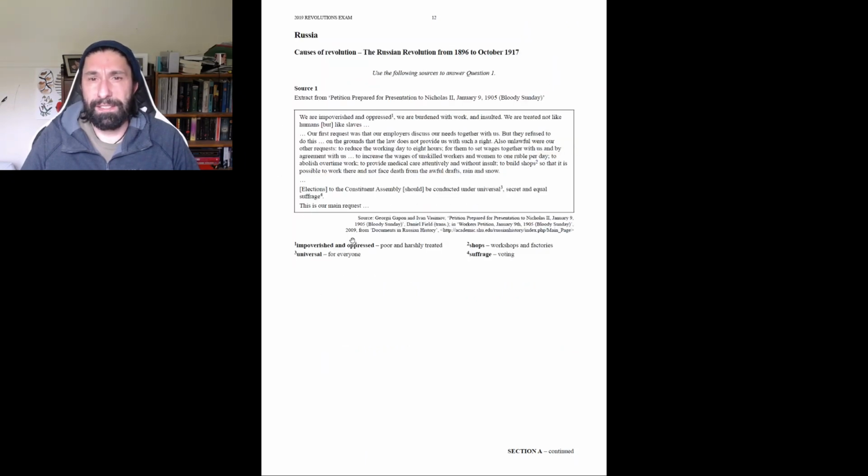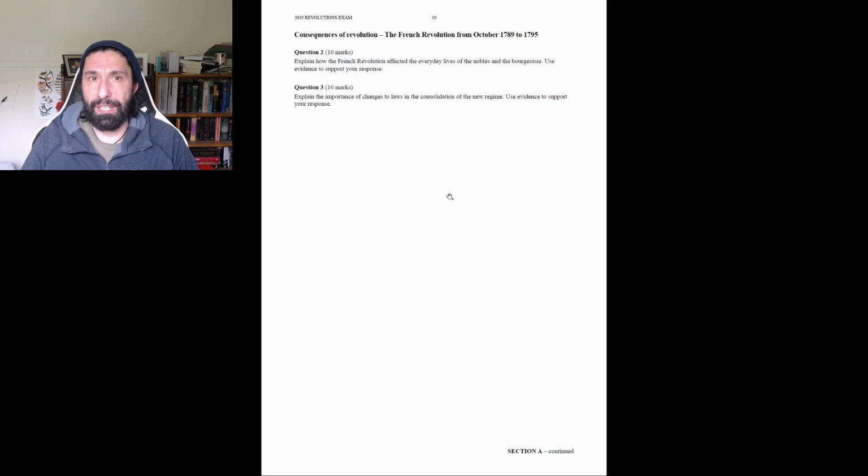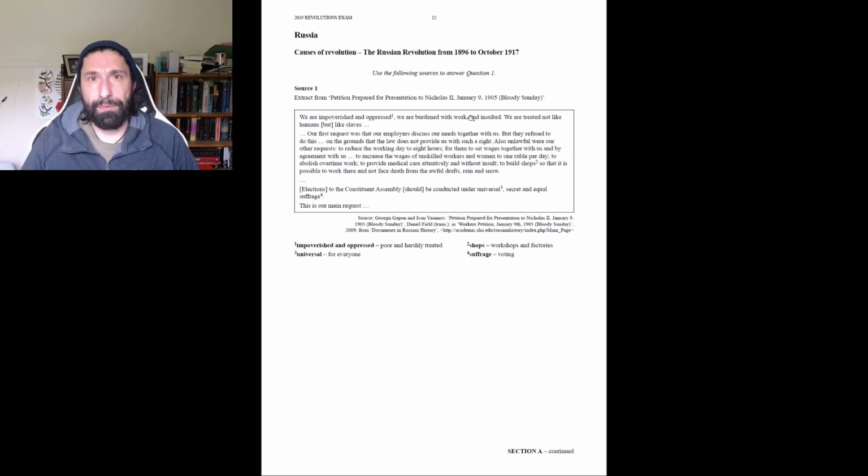And here is the start of the section on the Russian Revolution. If I go back a page, there's nothing there. If I go back, these questions here are actually about the French Revolution on page 10, so I ignore those. I'm only doing the Russian Revolution in section A here. This is section A part 1, and they are questions about Russia AOS 1, Area of Study 1.